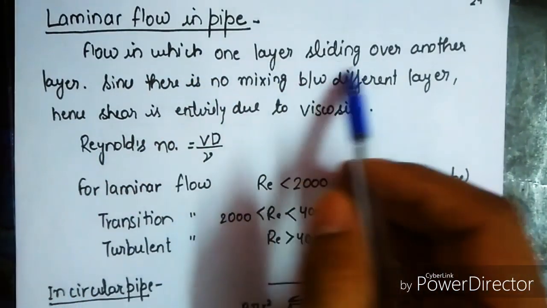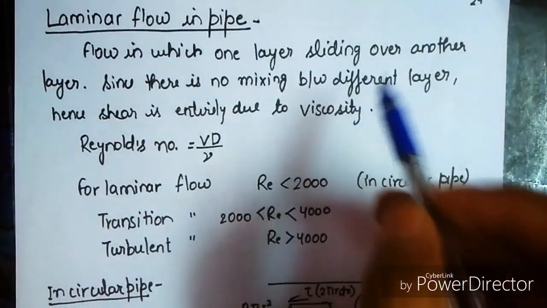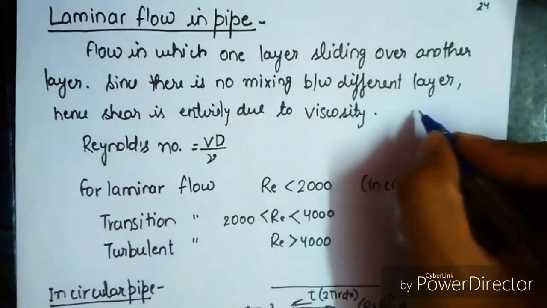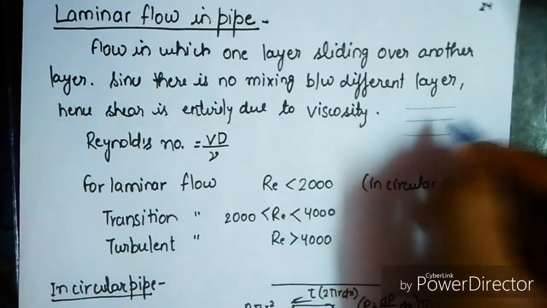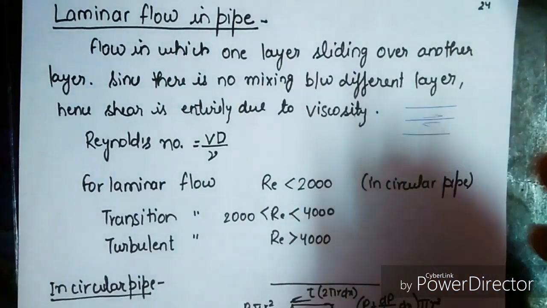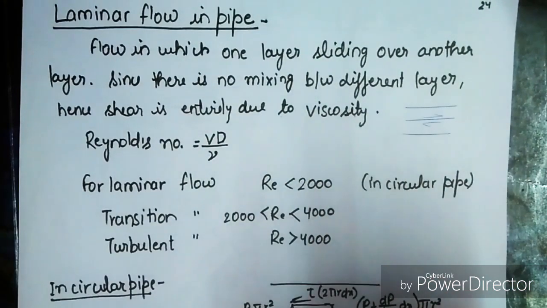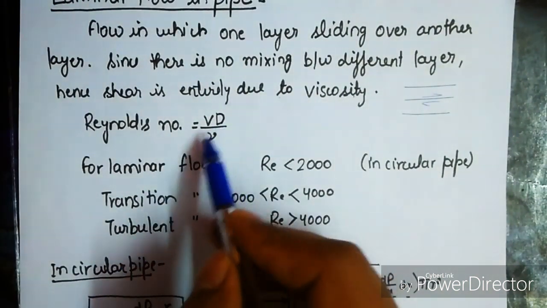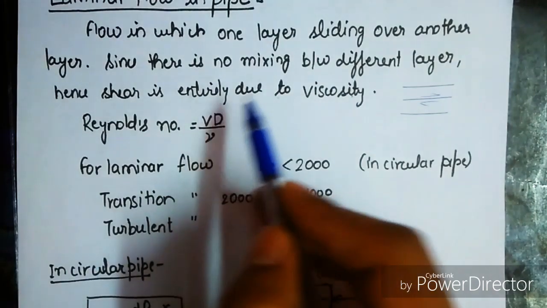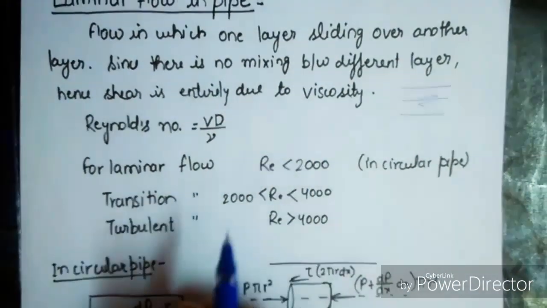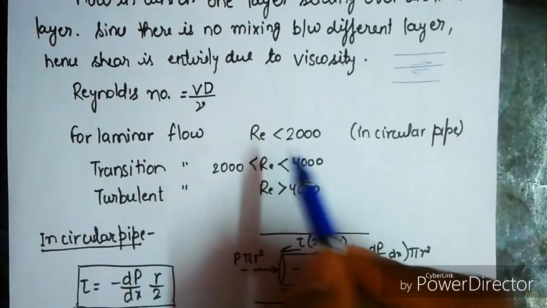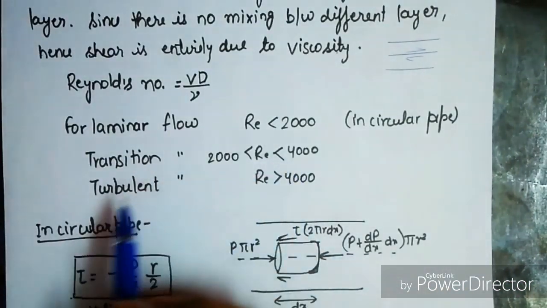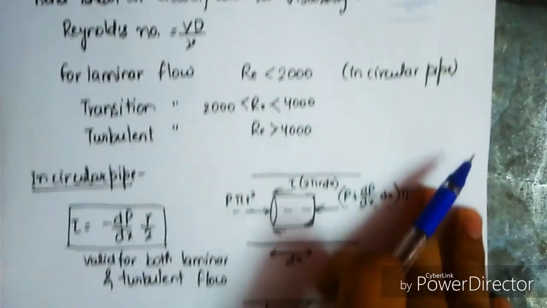Next topic is laminar flow in the pipe. The flow in which one layer slides over another layer, since there is no mixing between different layers, hence shear is entirely due to viscosity. When two layers slide past each other, this process is called laminar flow. Now Reynolds number equals Vd upon nu. This is kinematic viscosity, D is the diameter of the pipe, and V is the velocity of the liquid flowing. For laminar flow, this Reynolds value is less than 2000 in circular pipe. For transitional flow it is between 2000 to 4000, and for turbulent, greater than 4000.